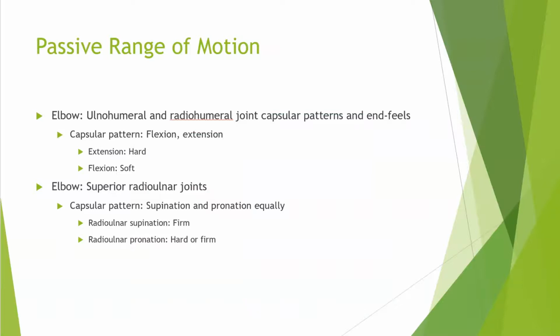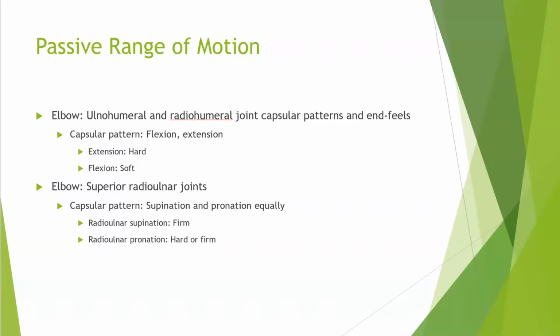Okay, so explaining the different end feels. This is where it's a little bit harder to explain online, and I would like to be able to be there, but for the capsular pattern for the ulnohumeral and radiohumeral joint, so basically the elbow where the humerus, radius and ulna all attach, we're looking at flexion and extension. Extension, you're going to have a hard end feel. That hard end feel is because the olecranon fossa and olecranon process are hitting each other, so it's a bony end feel.